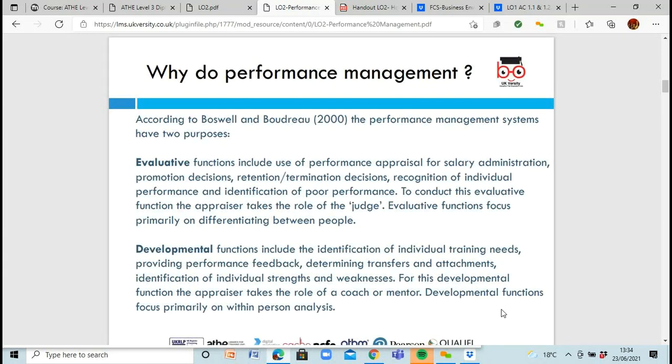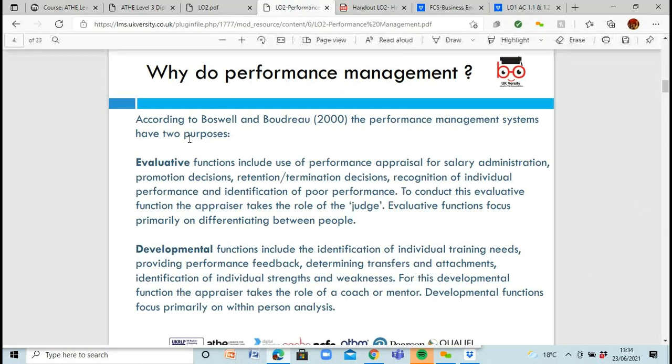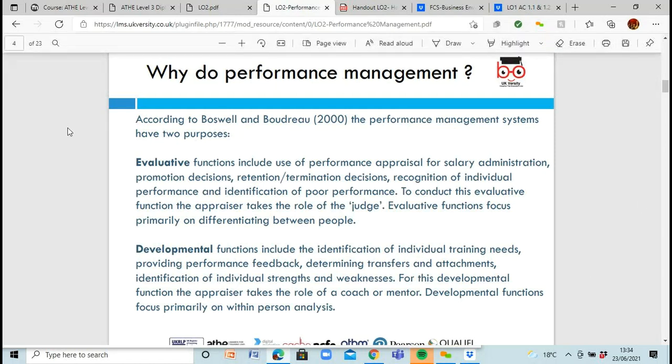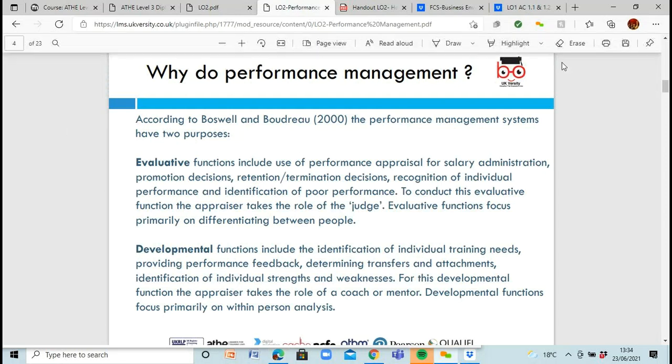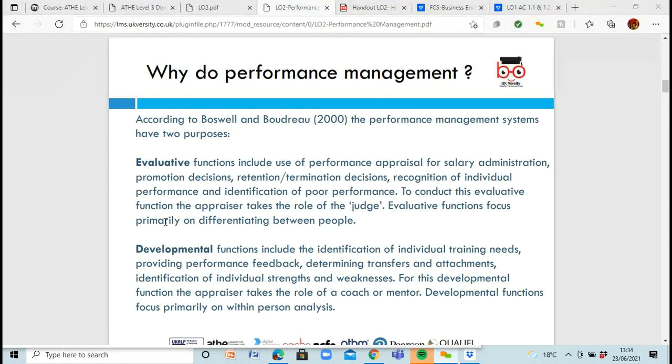And then why do we actually do performance management? According to Boswell and Boudreau in 2000, the performance management system actually has two purposes: evaluating and developing. The evaluative functions include the use of performance appraisals for salary administration, promotion decisions, retention or termination decisions.